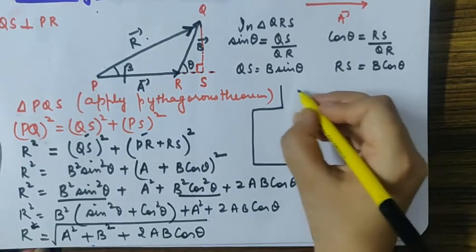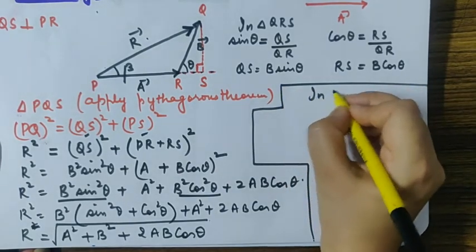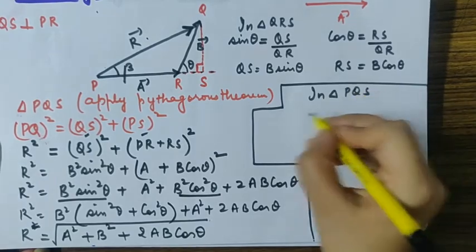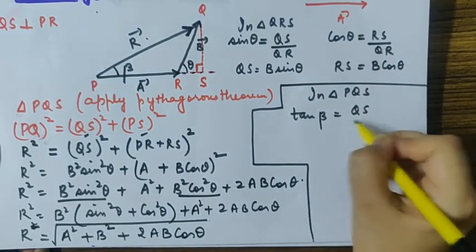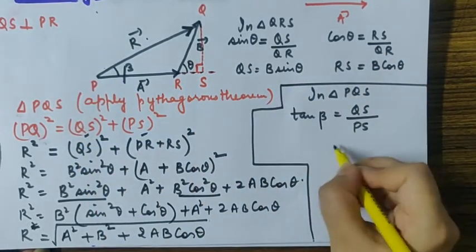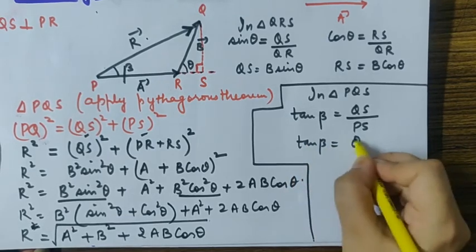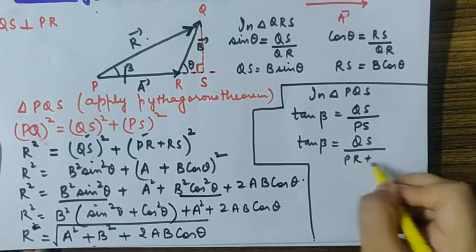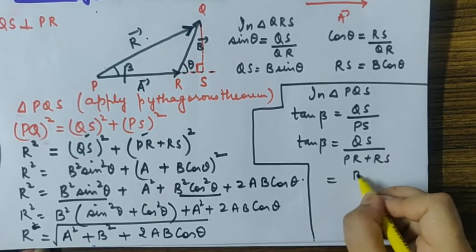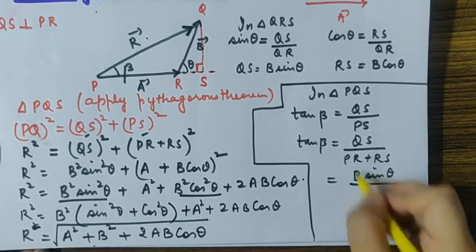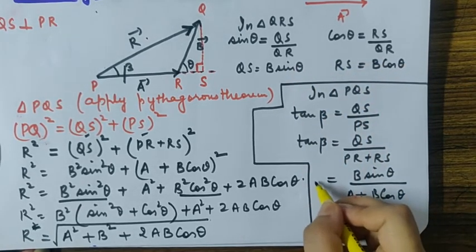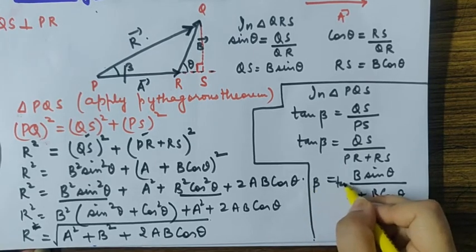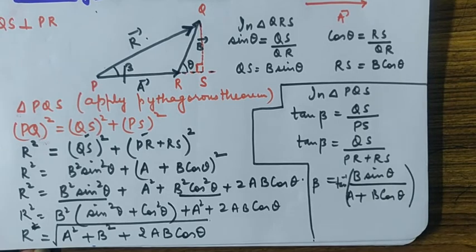So doing this, first of all, in the bigger triangle again, PQS, find out tangent beta, just as simple as that. Tangent beta, perpendicular, QS over PS, open PS, tangent beta, QS over, PS is PR plus RS. Put the values down. B sine theta upon PR is A, RS is B cos theta. Then what is beta? Beta is tangent inverse of B sine theta upon A plus B cos theta.